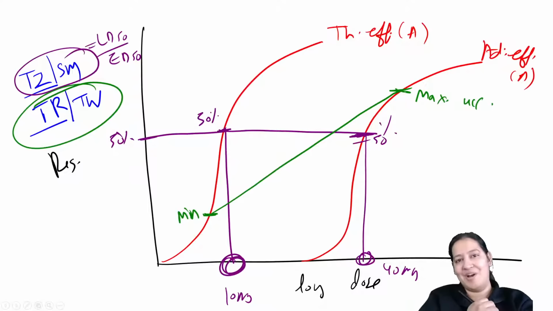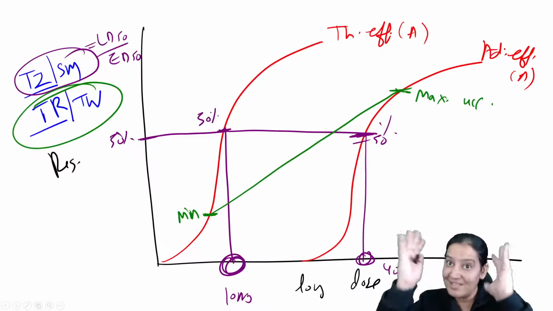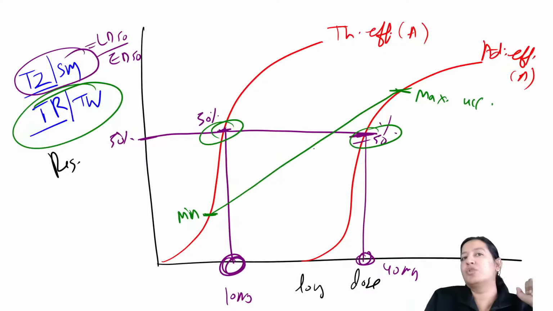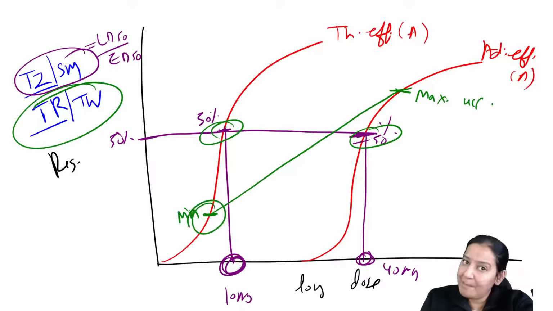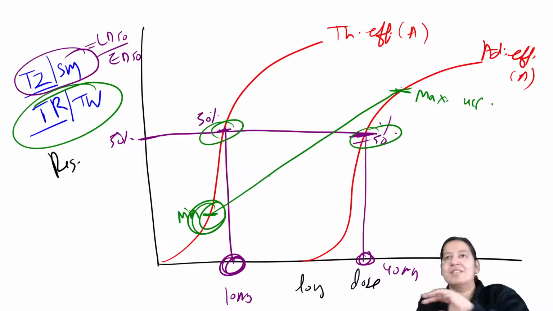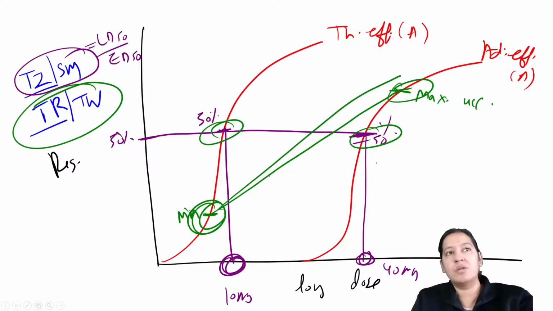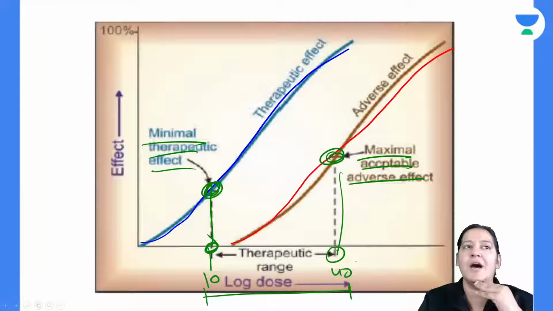I really tried hard here. Come on, no one will explain both things in the same graph with this clarity. So therapeutic index is 50-50% of both, and therapeutic range is the minimum dose on therapeutic effect and the maximum dose on adverse effect. It is not the ratio, it is the range between them. The first one is the ratio, the second one is the range. Give me a thumbs up.